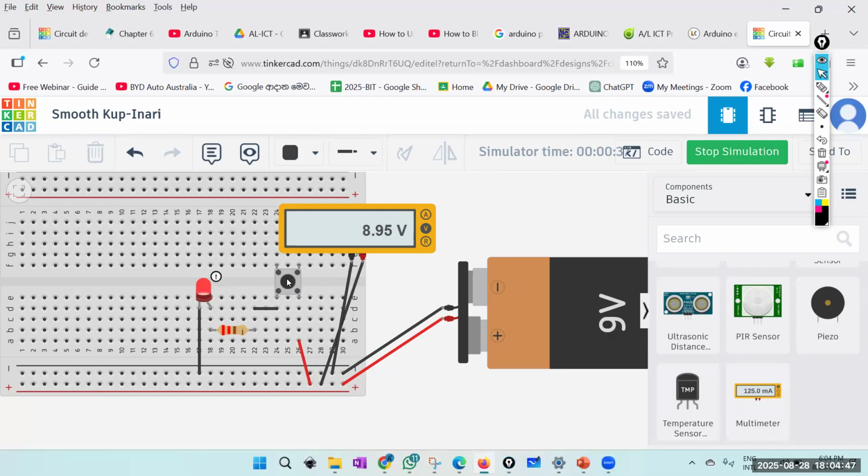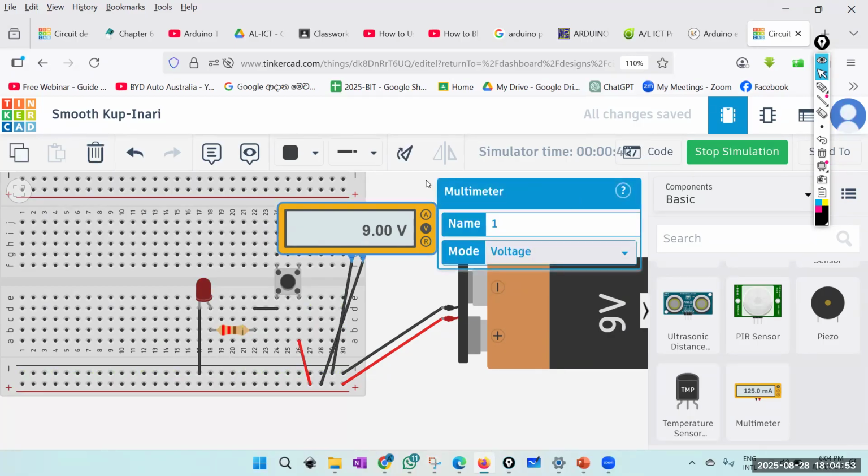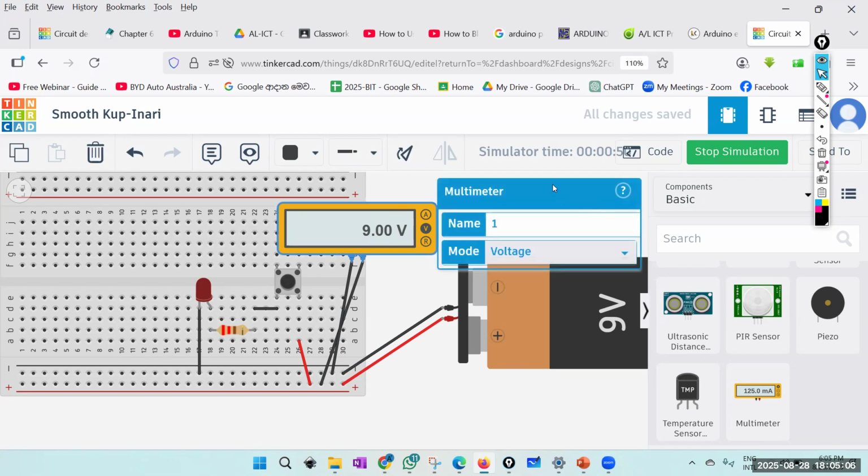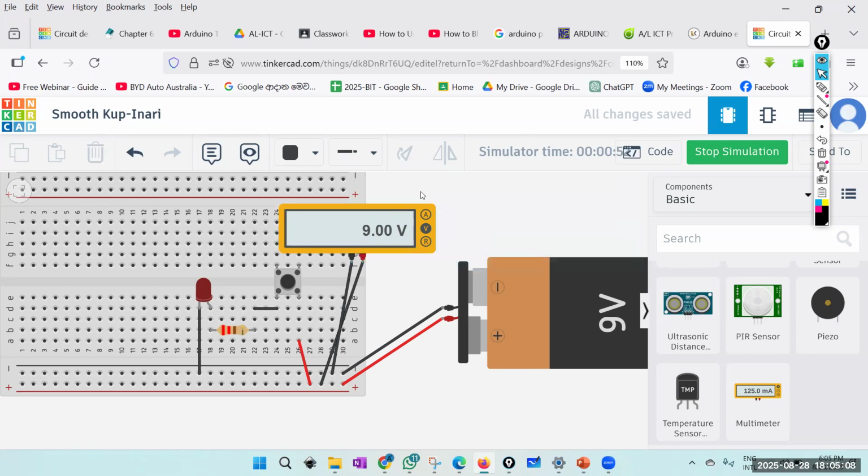So make sure you connect it across points where there's an actual voltage. And when you work with these virtual things, you don't need to worry about the ranges, because this is a simulation. If you want to measure the current, you need to connect it serially, because current needs to go through your multimeter also.